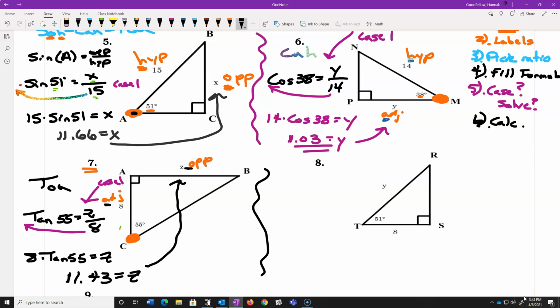Now, up until now, we've seen nothing but case 1, case 1, case 1, where the variable is in the top. It is really super important to do the first couple of steps to make sure you pick the right ratio and you get the right case. Big old fat dot in number 8, and that would be the adjacent. This would be the hypotenuse. And what uses A's and H's? That would be CAH. So cosine of 51 equals the adjacent over the hypotenuse, 8 over y.